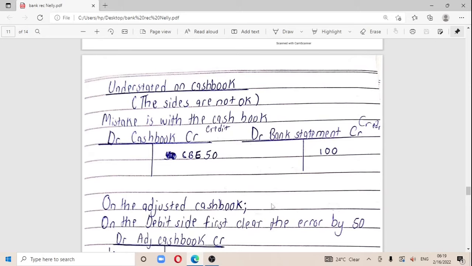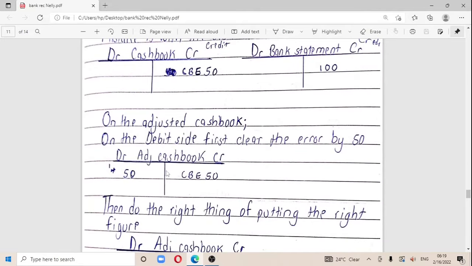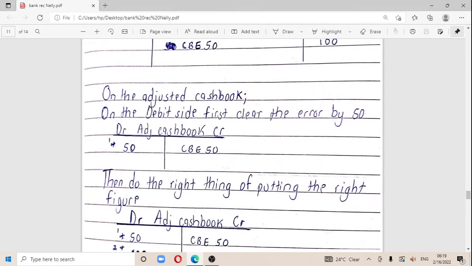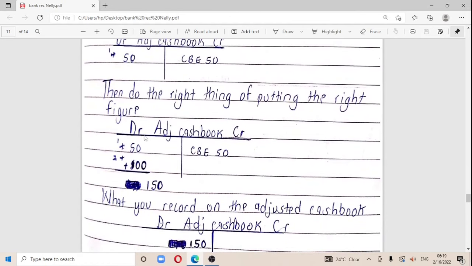So what you're going to do on the adjusted cash book, I told you, when you see things which are not on their correct sides, you have to clear something and then do the right thing. So on the debit side, you first clear the error by 50. You go on the debit side of the adjusted cash book like this, and first put the 50 and then do the right thing. The right thing is dropping 100 onto the debit side. So the first 50 cancels with this 50, and the 100 is doing the right thing, so that you have a total of 150.